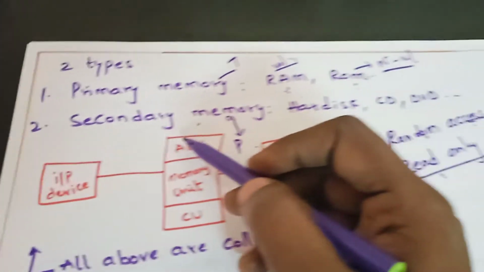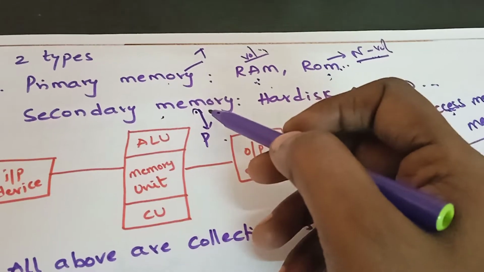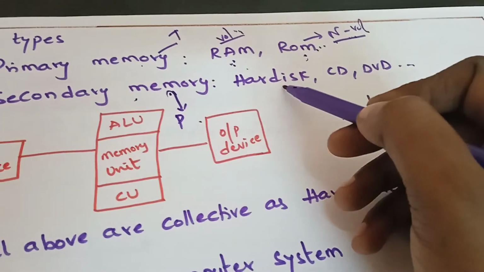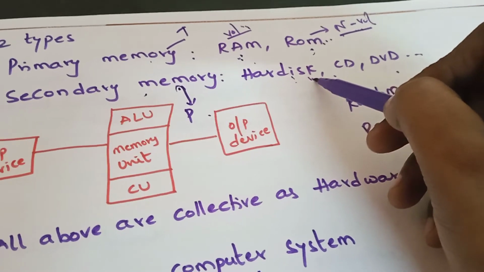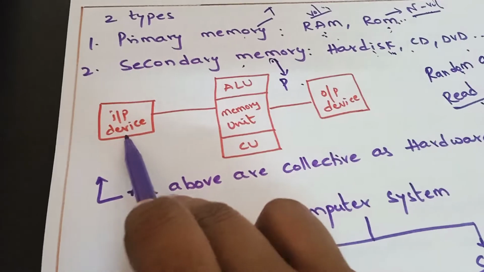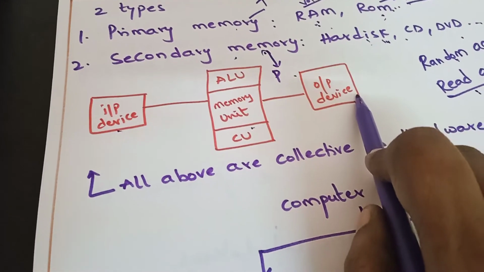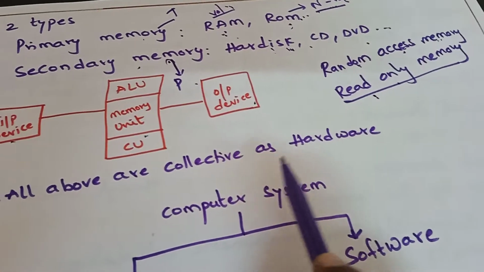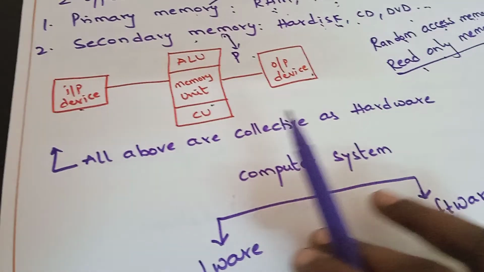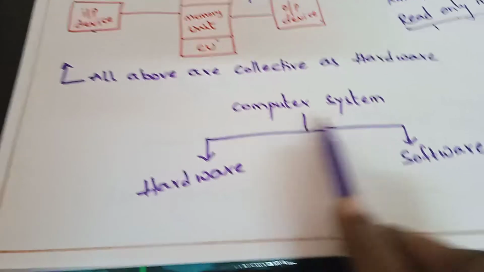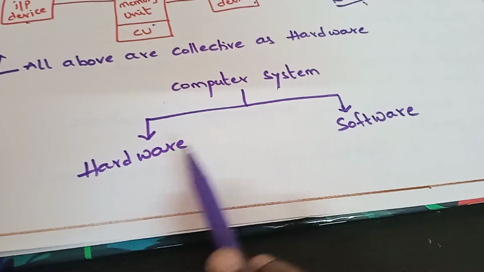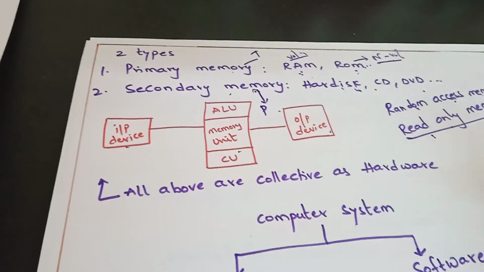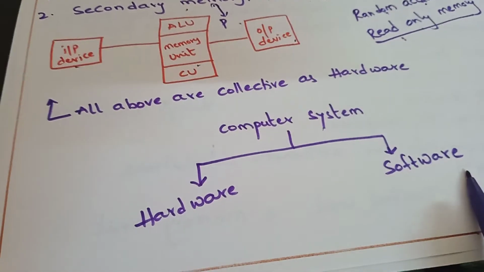Secondary memory is the memory where the data will be stored permanently. Examples are hard disk, CD and DVD. Data will be available in these until we delete it. Now look at this: input device, CPU and output device are collectively called hardware. A computer system has majorly two components, hardware and software. Let's look in detail at what is hardware and what is software in the next video.